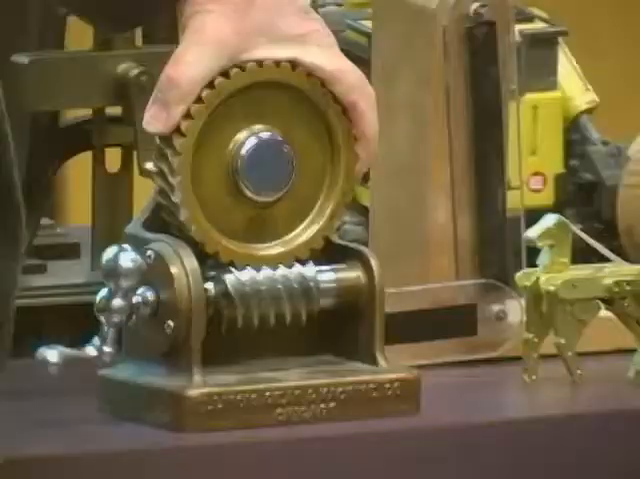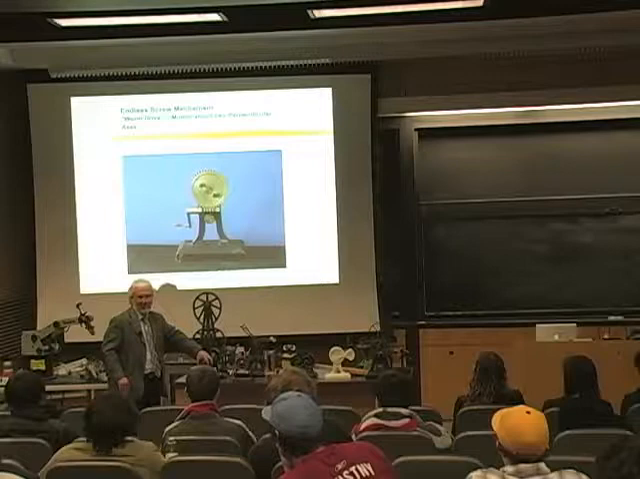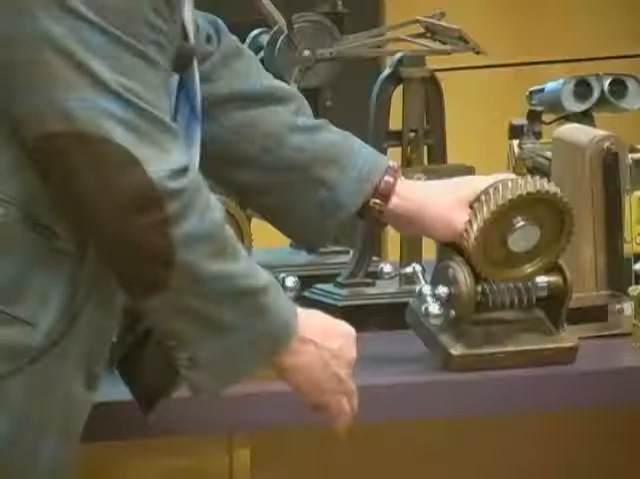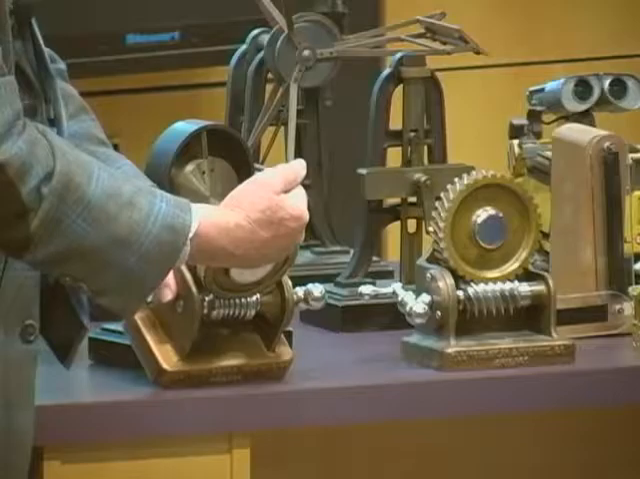Why is it that this particular endless screw is a two-way device, and why this one here is a one-way device? Any clues? Yes? Are the gears tilted at an angle? Yes. So here the teeth are cut at this angle, whereas here the teeth are cut along the direction of the axis.